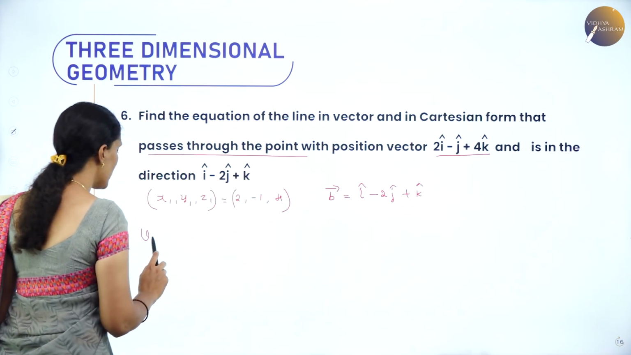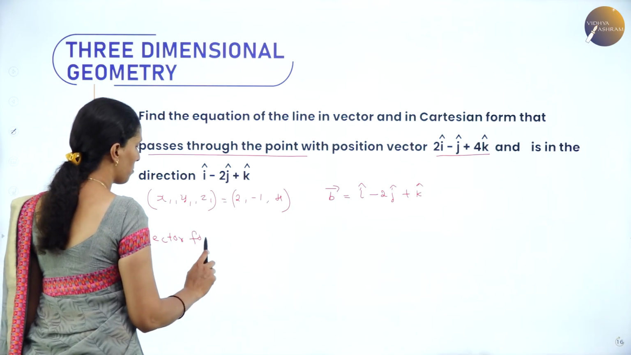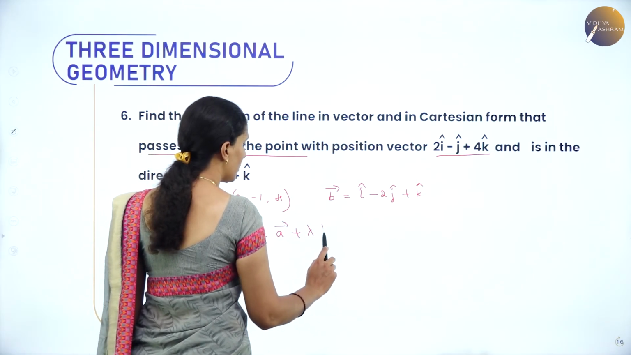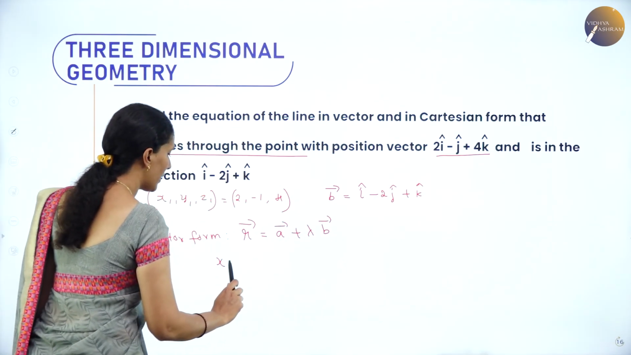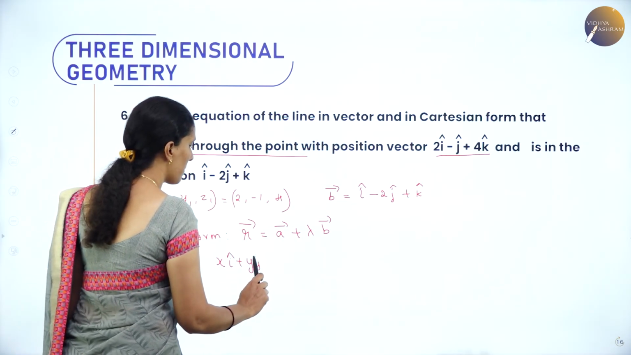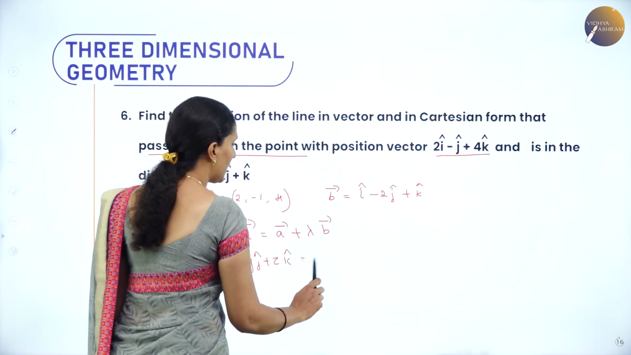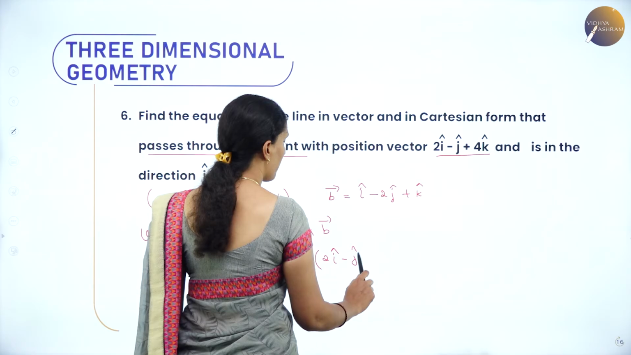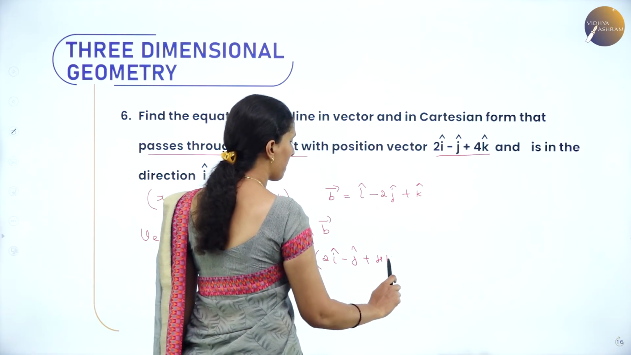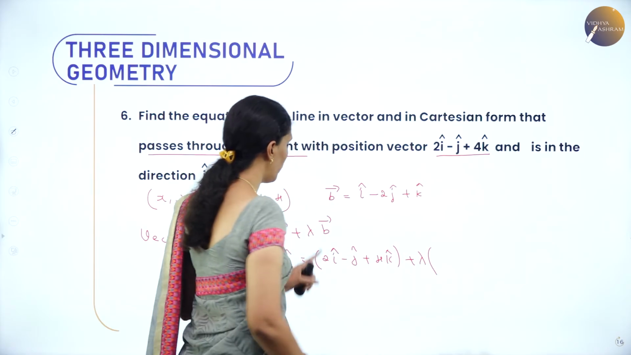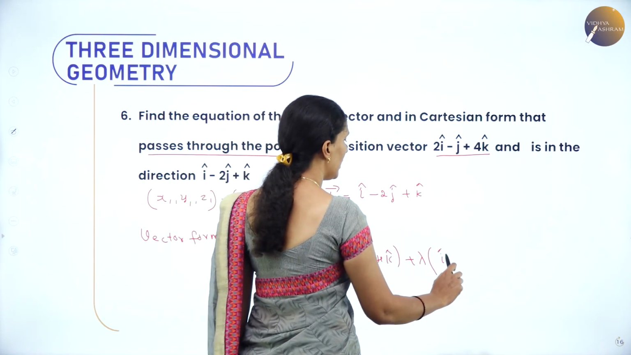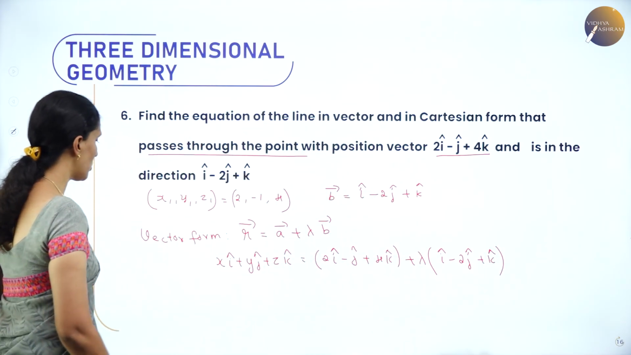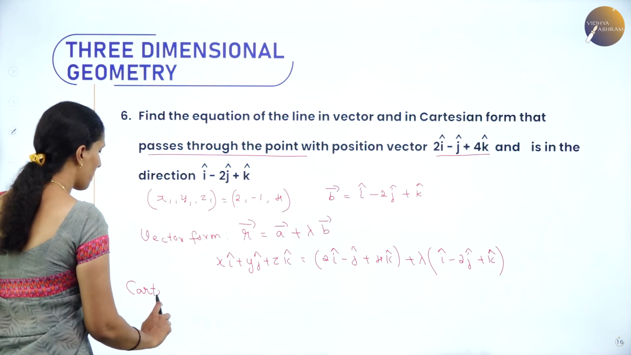So we know that the vector form is vector r is equal to vector a plus lambda into vector b. So vector r we usually write as xi plus yj plus zk. Vector a is already given, which is 2i minus j plus 4k, plus lambda into vector b, which is also given, that is i minus 2j plus k. So this is the vector form of the given equation.